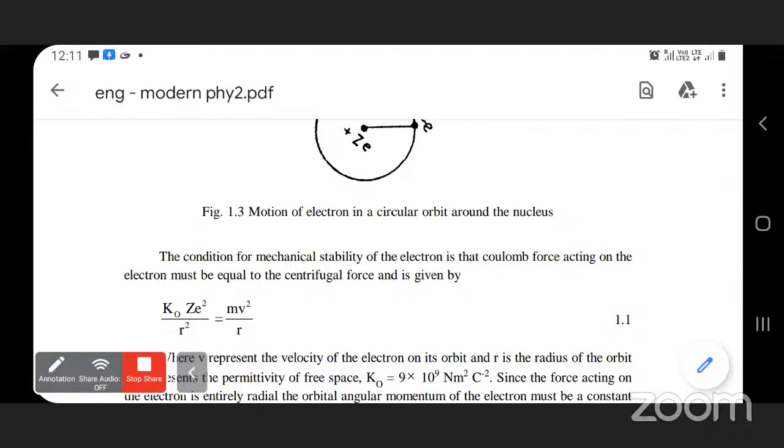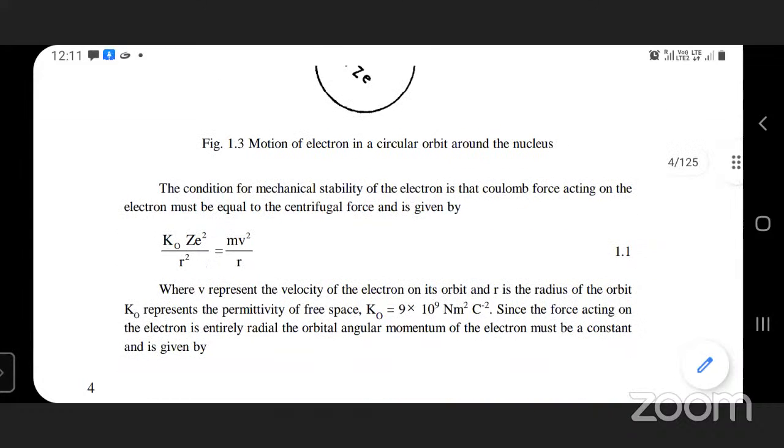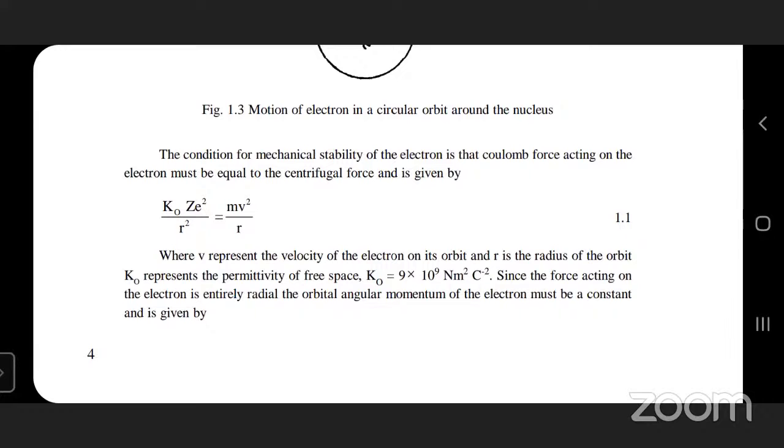For this condition, there is a mechanical stability of the electron. The Coulomb attractive force on the electron must be equal to the centrifugal force, which is given by mv square by r. So you have to equate it to mv square by r, with the permittivity of free space. In some cases, you have to write everything here, with the value in Newton meter square per Coulomb square.